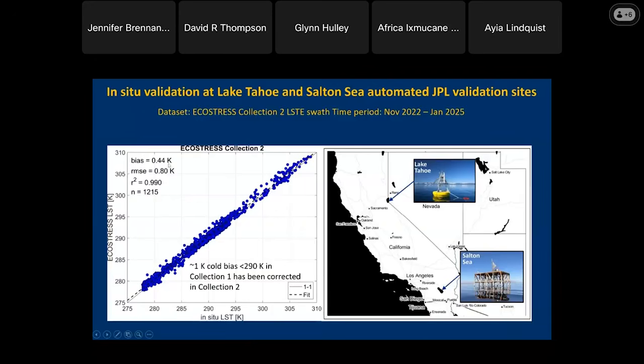And so what you can see is in terms of the bias, we have a bias less than 0.5 degrees for quite a wide range of temperatures, stretching from 275 to around 310 degrees. The total uncertainty here is less than 1 degree, which is generally what we aim for in terms of the total uncertainty of the measurement. And I'm not showing collection 1 here, but in collection 1, we had a 1 degree cold bias at our lower temperature ranges, which is now being corrected in collection 2 using a bias correction.